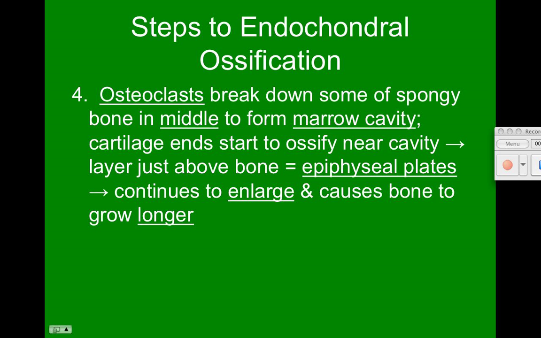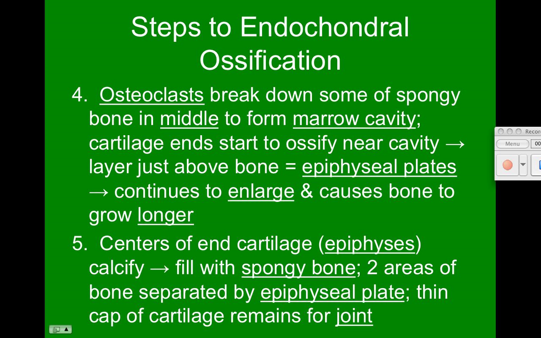Then the cartilage starts to ossify just at the top end of the cavity, just above the bone. And this starts to form what we call an epiphyseal plate. Now, what happens is basically we end up with like a sandwich where we have bone underneath, a layer of cartilage, and bone on the top. All right. This epiphyseal plate continues to enlarge and causes the bone to grow larger or longer.